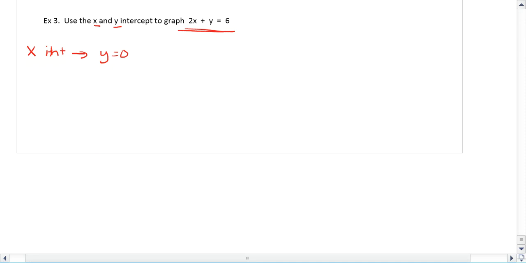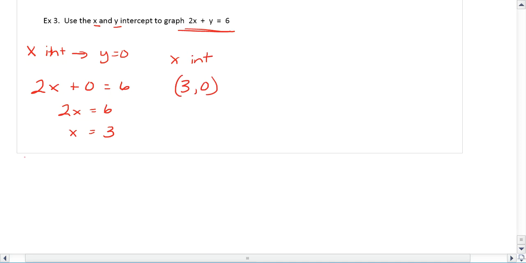So let's write this equation here. We have 2x, and we're going to put in the 0 for the y, equals 6. And now we're going to solve this for x. And x is 3. Therefore, the x-intercept is the point, we're just going to write this really clearly, the x-intercept is the point 3, 0.